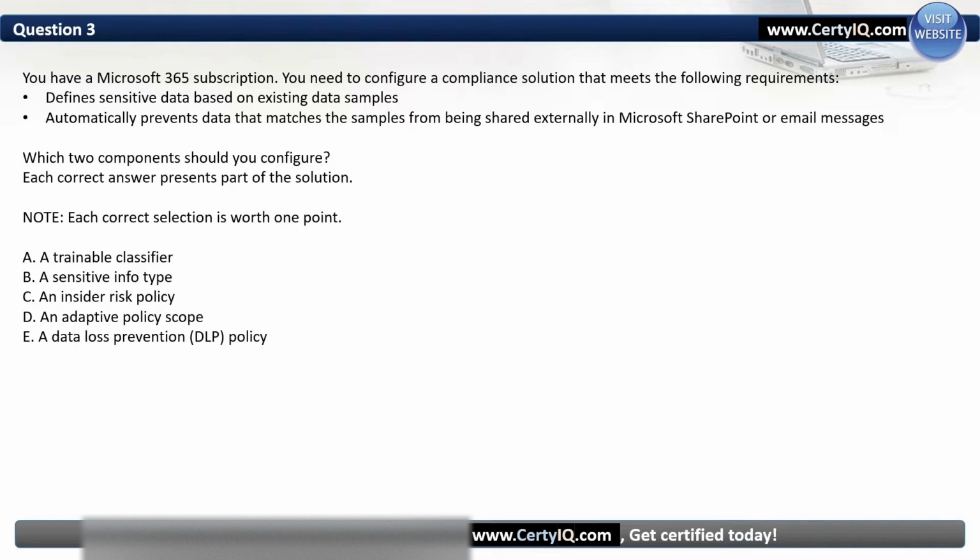Question 3. You have a Microsoft 365 subscription. You need to configure a compliance solution that meets the following requirements: defines sensitive data based on existing data samples, and automatically prevents data that matches the samples from being shared externally in Microsoft SharePoint or email messages. Which two components should you configure? Each correct answer presents part of the solution. Note, each correct selection is worth 1 point. The correct options are A and E, that is, a trainable classifier and a data loss prevention policy.